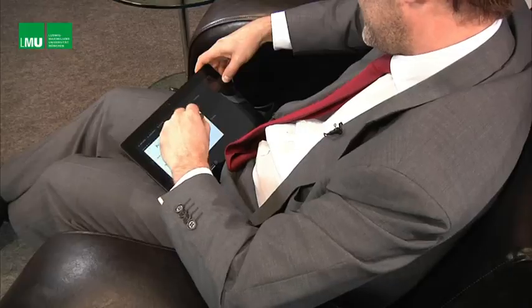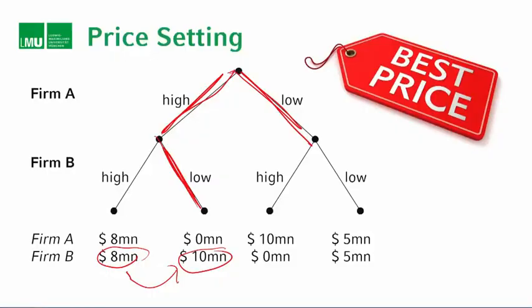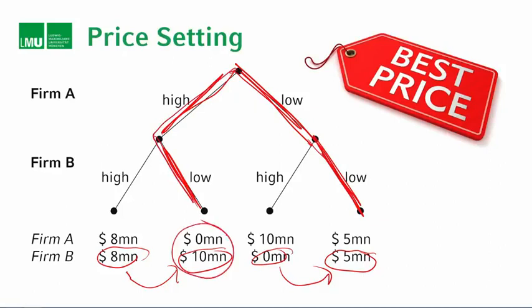If Firm A chooses a low price, then Firm B can choose between charging a high price and getting 0 and charging a low price and getting 5 million. So the best choice for them, again, is to charge a low price. Okay? Now Firm A is going to take a step back. They're going to try to anticipate what's going to happen, and charging a high price means profits of 0 for them. Charging a low price means profits of 5 million for them.